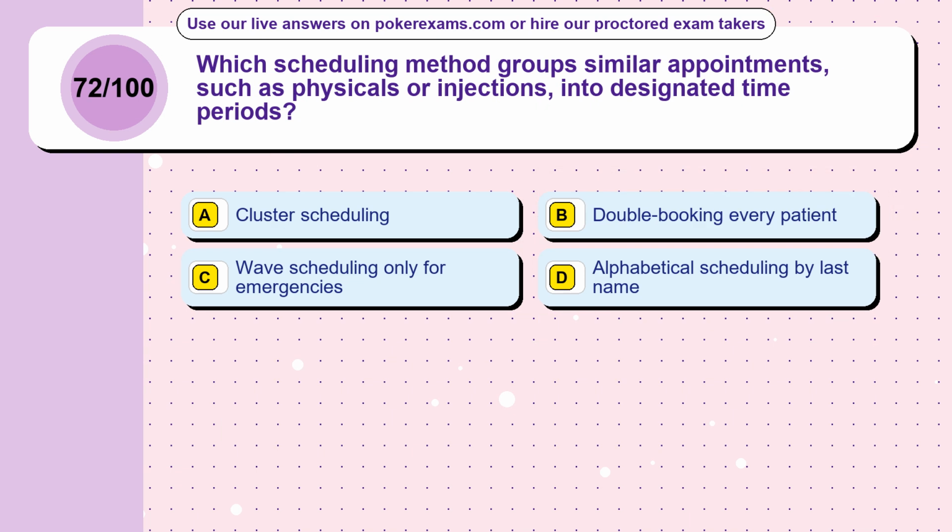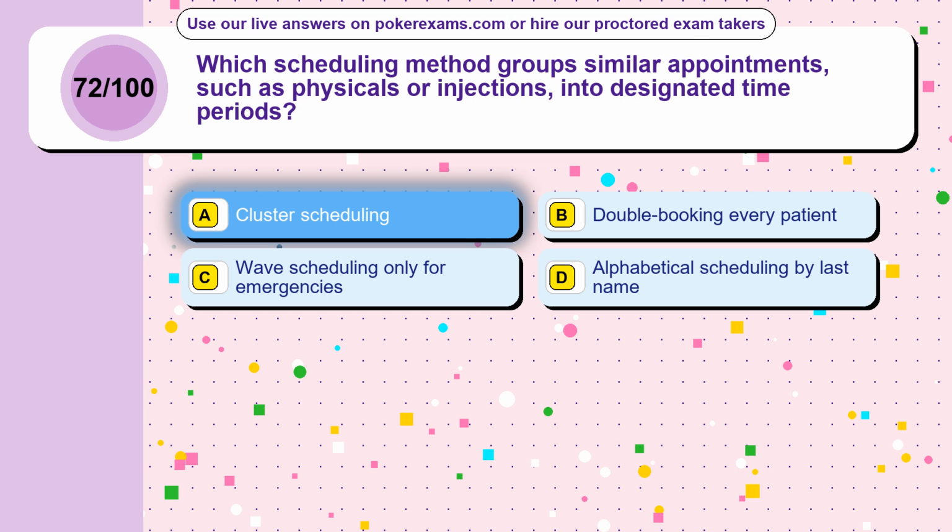Question 72. Which scheduling method groups similar appointments, such as physicals or injections, into designated time periods? Option A. Cluster scheduling. Option B. Double booking every patient. Option C. Wave scheduling only for emergencies. Option D. Alphabetical scheduling by last name.